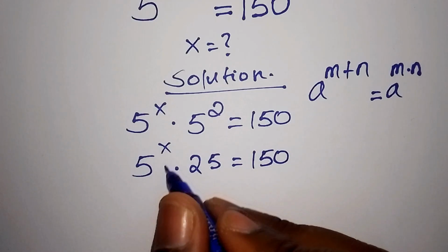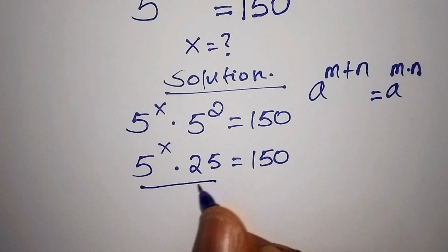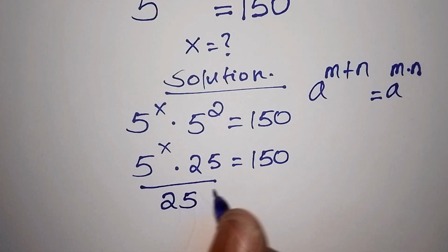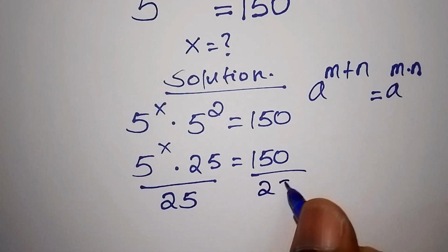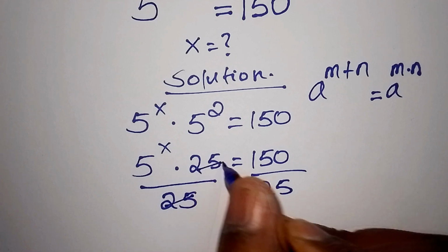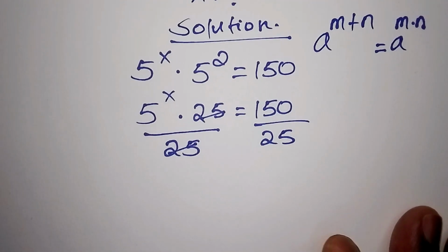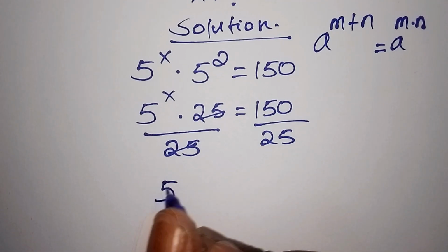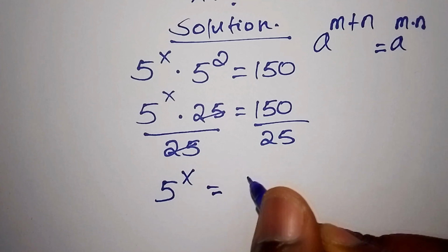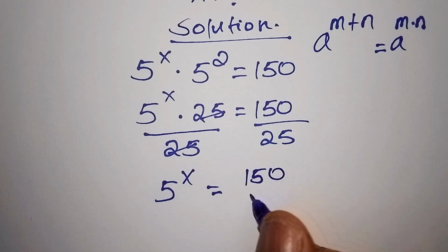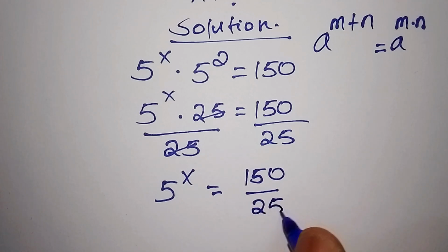We want to remain with 5 to the power of x. We shall divide both sides by 25, so 25 and 25 cancel. Now we remain with 5 to the power of x is equal to 150 all over 25.